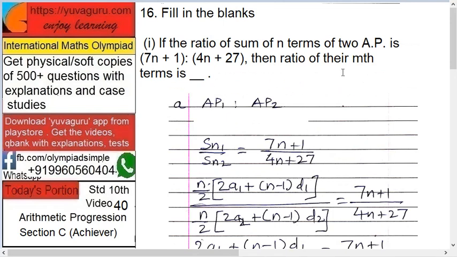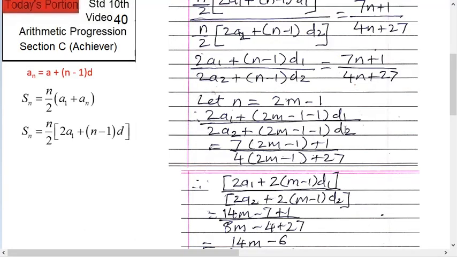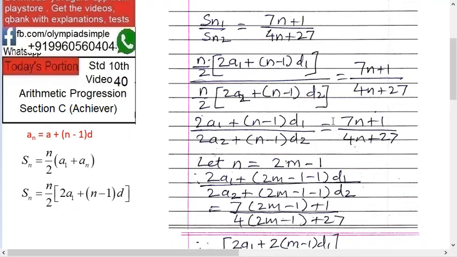That is the required answer, because we want what? The ratio of the mth terms. Okay. See, the critical point in this is this: n equals 2m - 1. This is what you have to understand. This comes through practice.